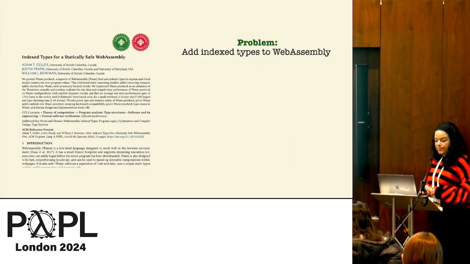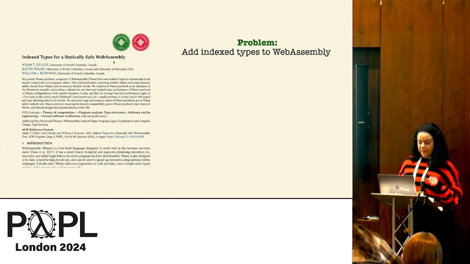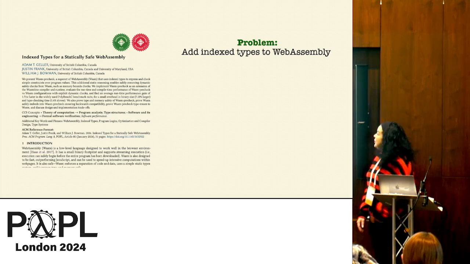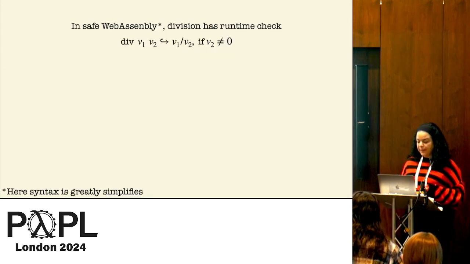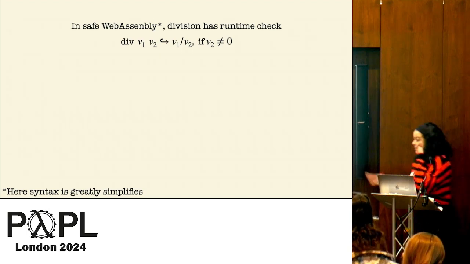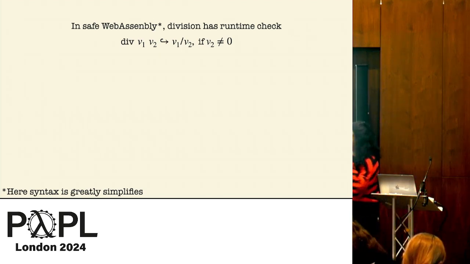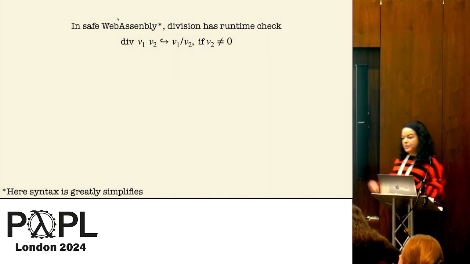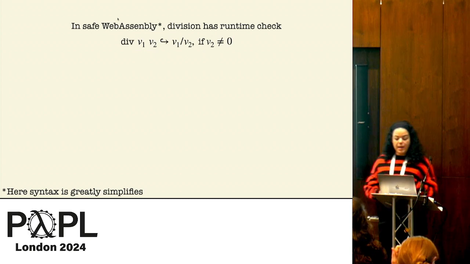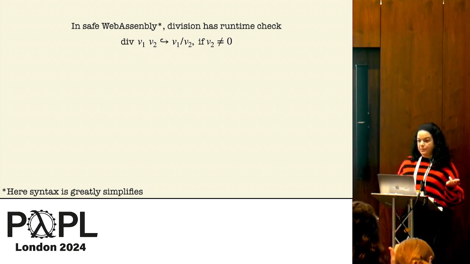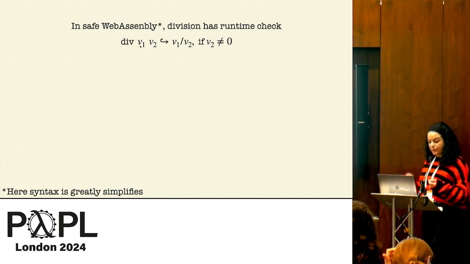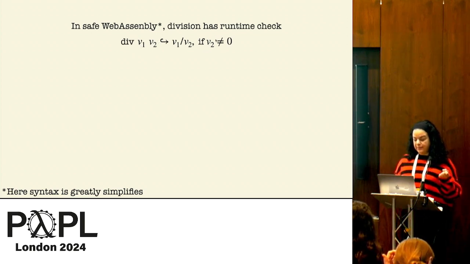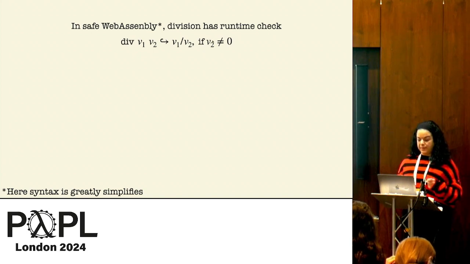So, in the next paper, they develop index types for statically safe WebAssembly, and the goal is, in short, to add index types to WebAssembly. And here I'm going to give a motivation. My syntax is really simplified, but the idea is that WebAssembly is safe because it does many runtime checks. And as a motivating example, they have division, and they say that at runtime, the semantics of WebAssembly say that to make a division, you have to check, at runtime, that the second argument is actually bigger than 0.